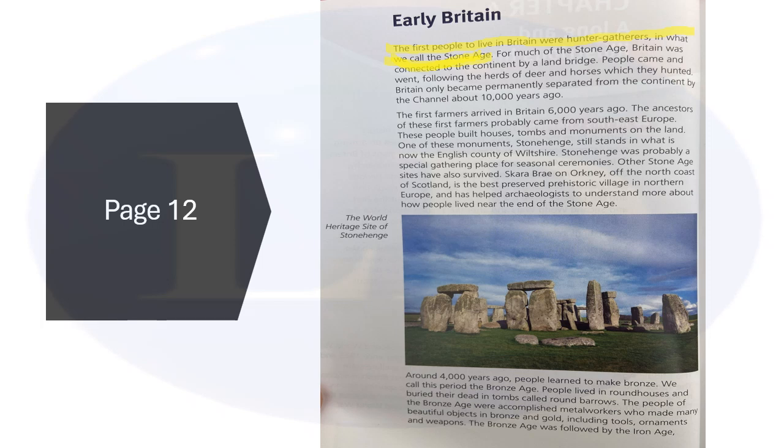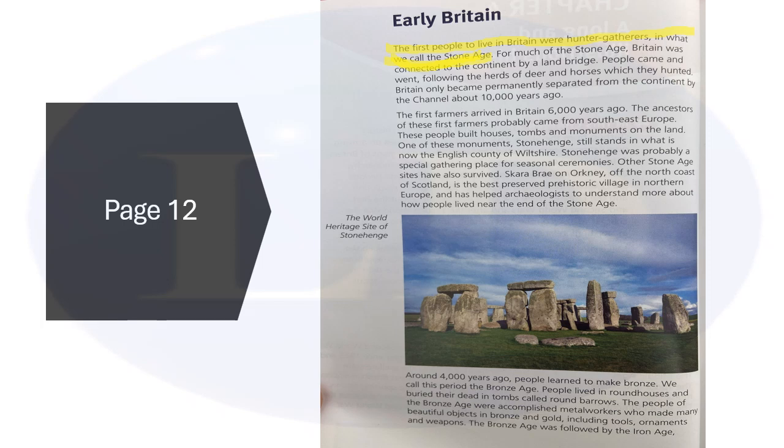Now you can see that Britain is an island and it is not connected with the continent. If you have to go to Europe, you have to go via ship or plane. So there is sea around the UK. This is a very important sentence, and it can be one of the questions: who were the first people who came to Britain, or hunter-gatherers came to Britain in what age. Then you will have options: Stone Age, Iron Age, Bronze Age, whatever. You have to choose Stone Age.